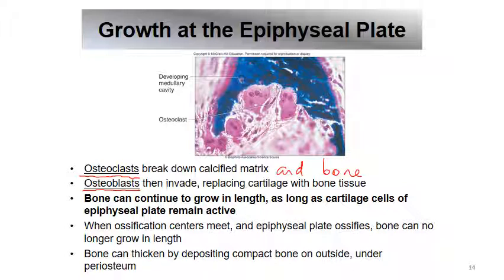And so bone can continue to grow in length as long as there are cartilage cells in the epiphyseal plate. But once growth is finished, all those cartilage cells have turned to bone, then there's no more growth. But bones can thicken. The more you use bones, the stronger they will get. So even though you have finished growing, your bones can get thicker and stronger throughout life.